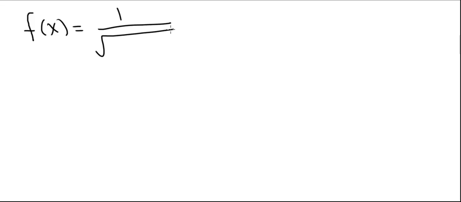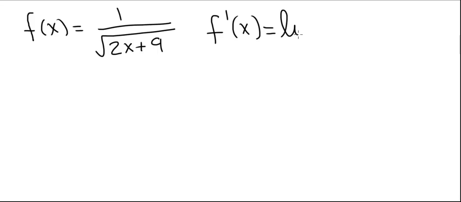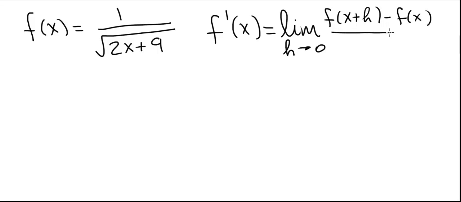We're going to use the definition of the derivative to differentiate f of x equals 1 divided by the square root of 2x plus 9. Now recall the definition of the derivative. F prime of x is equal to the limit as h approaches 0 of f of x plus h minus f of x, divided by h. We'll do this in steps.